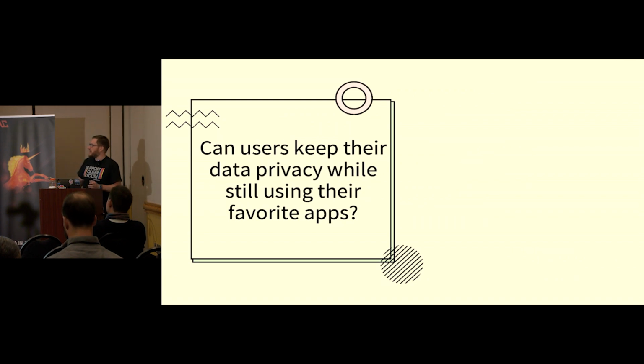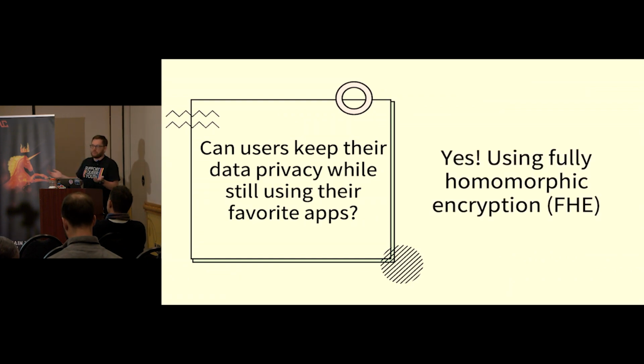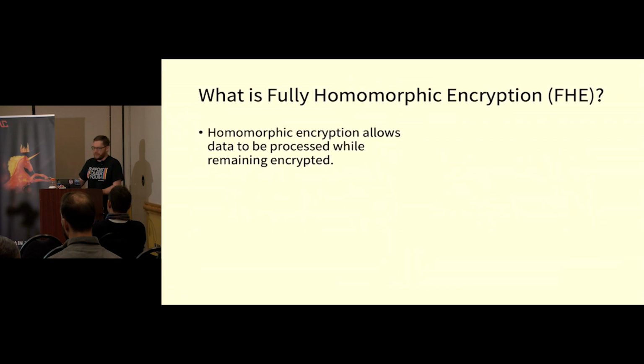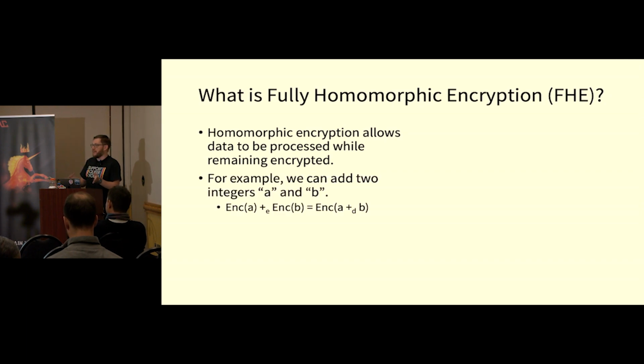So the question is, can users keep their data privacy while still using their favorite apps, while still using Equifax, while still using 23andMe, or being able to purchase online? And my answer is yes, emphatically yes, using something called fully homomorphic encryption, which is the technology that I work on. So what is fully homomorphic encryption? Homomorphic encryption allows data to be processed while remaining encrypted. This means that it's never decrypted at any point during the computation.